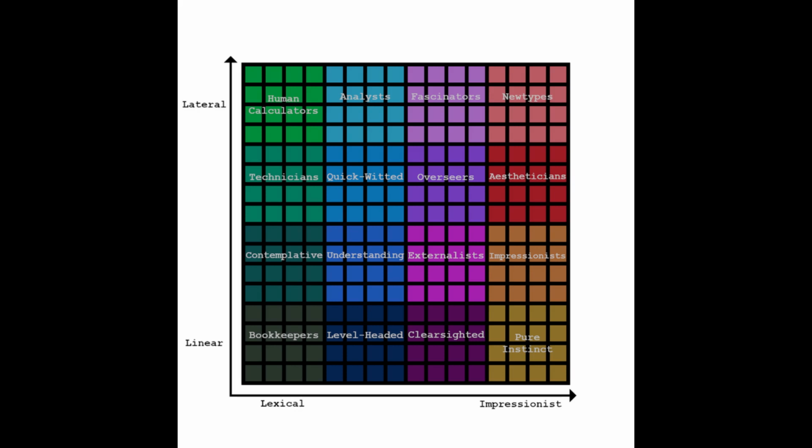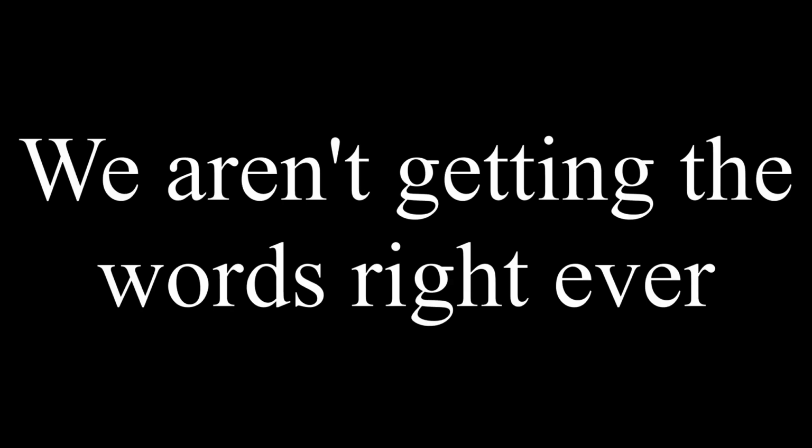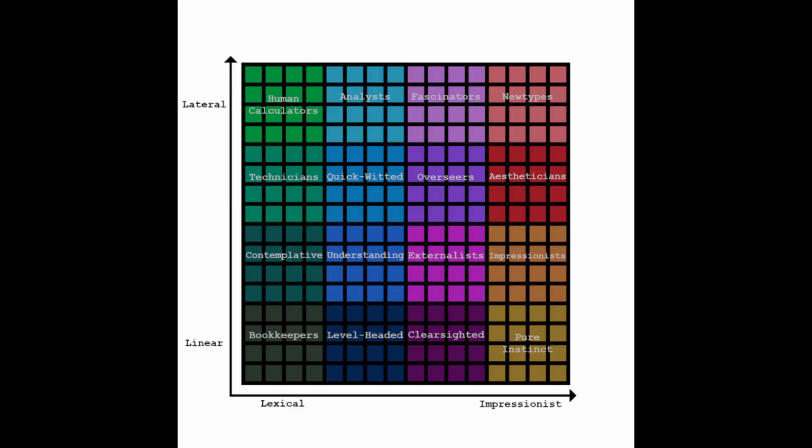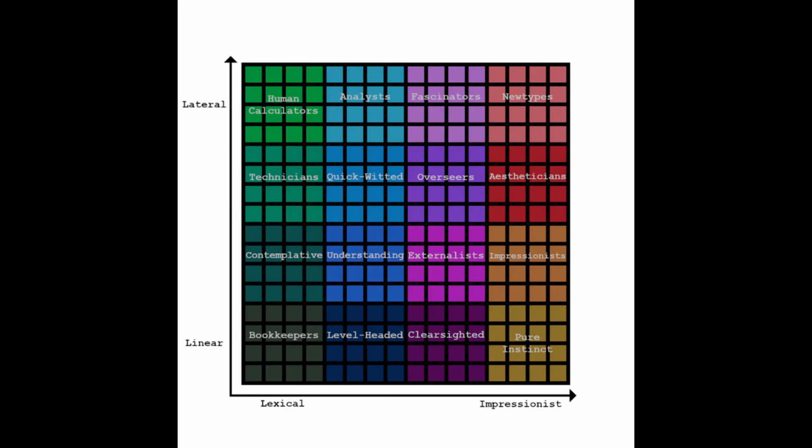It's not just about lexemes, my fellow neurons. It's about impressions, too. We aren't getting the words right ever. The words are great at giving a general idea. However, they will not fit for everyone. And that's just the reality we have to live with. I'm not saying we can't get better words. Clearly we can. I mean, what's a shadow guardian?